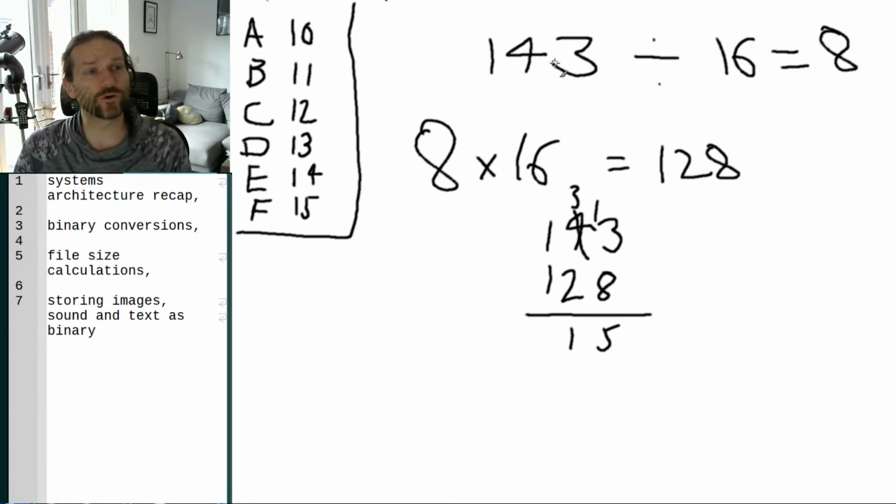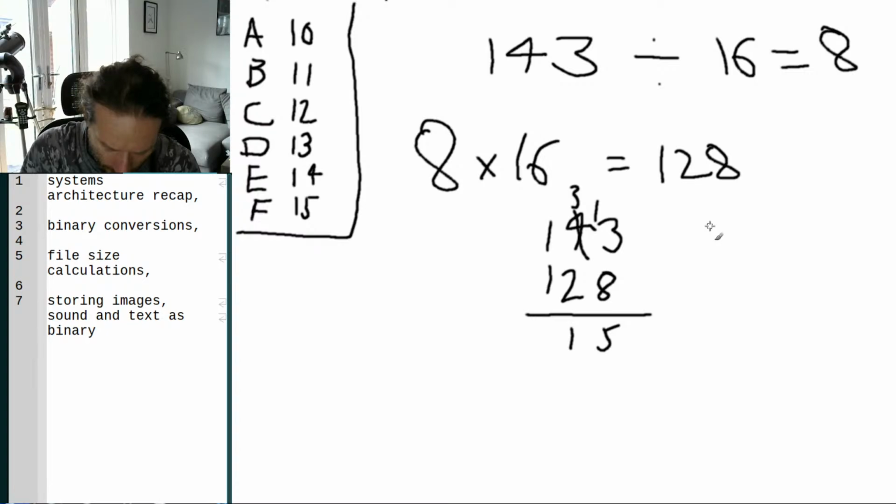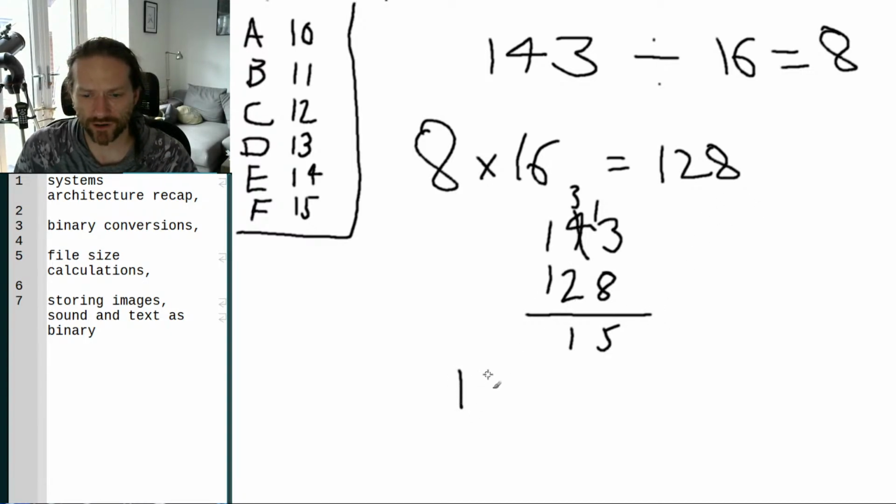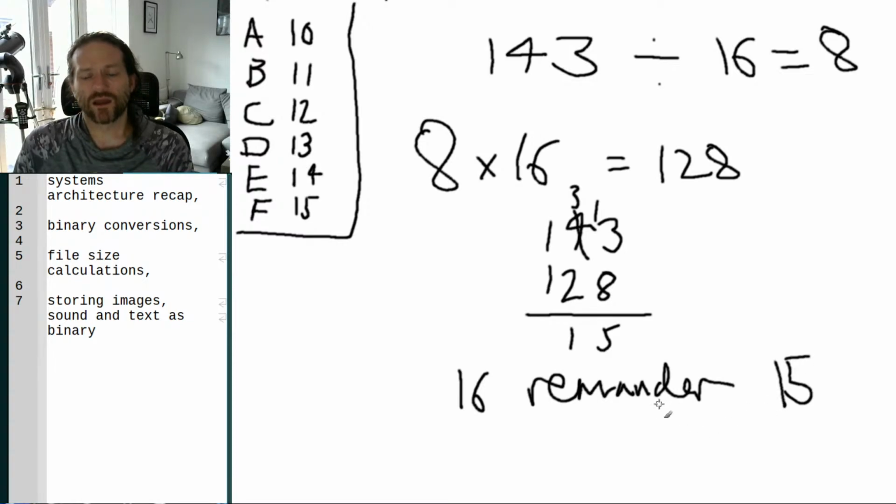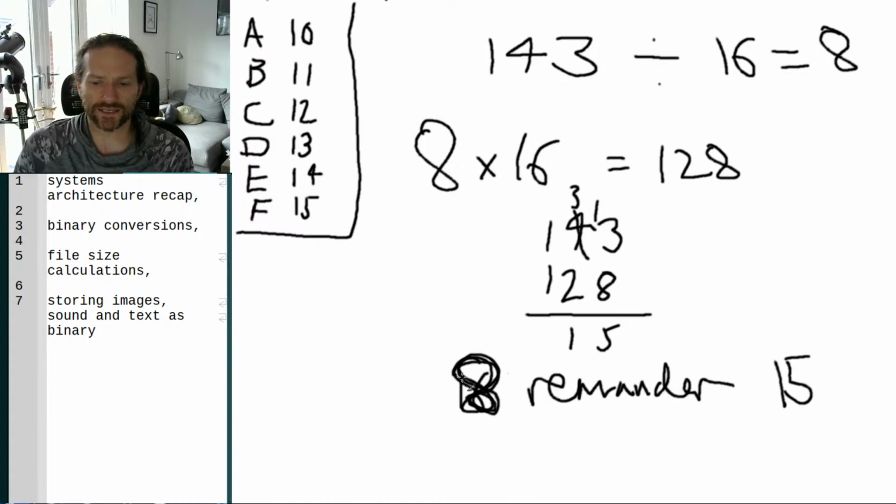So 143 minus 128 is 15. Sorry, it's not 16, it's 8. It's been a long day, all right? So 8 remainder 15. If we're converting this number to hexadecimal, this 8 is our first digit. This 15 is our second digit, so we convert it and end up with 8F.